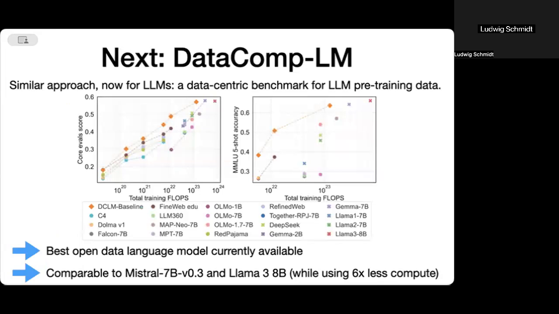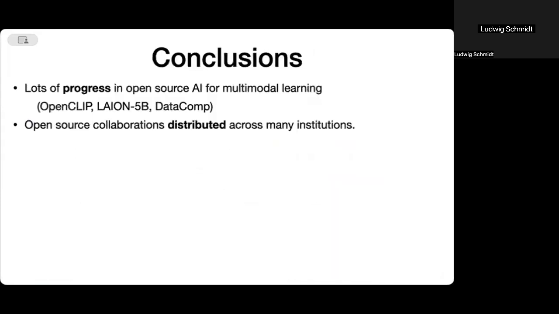And again, these are results I'm very excited about because as part of this competition, this data-centric competition, we could train the best open data language models currently available. And they're the first open data models that are matching or roughly in the same ballpark as Mistral 7B and Llama 3, the 8B version. And compared to Llama 3 8B, we are getting almost the same performance using 6 times less compute. Okay, cool. But now we are almost out of time, so we need to conclude.